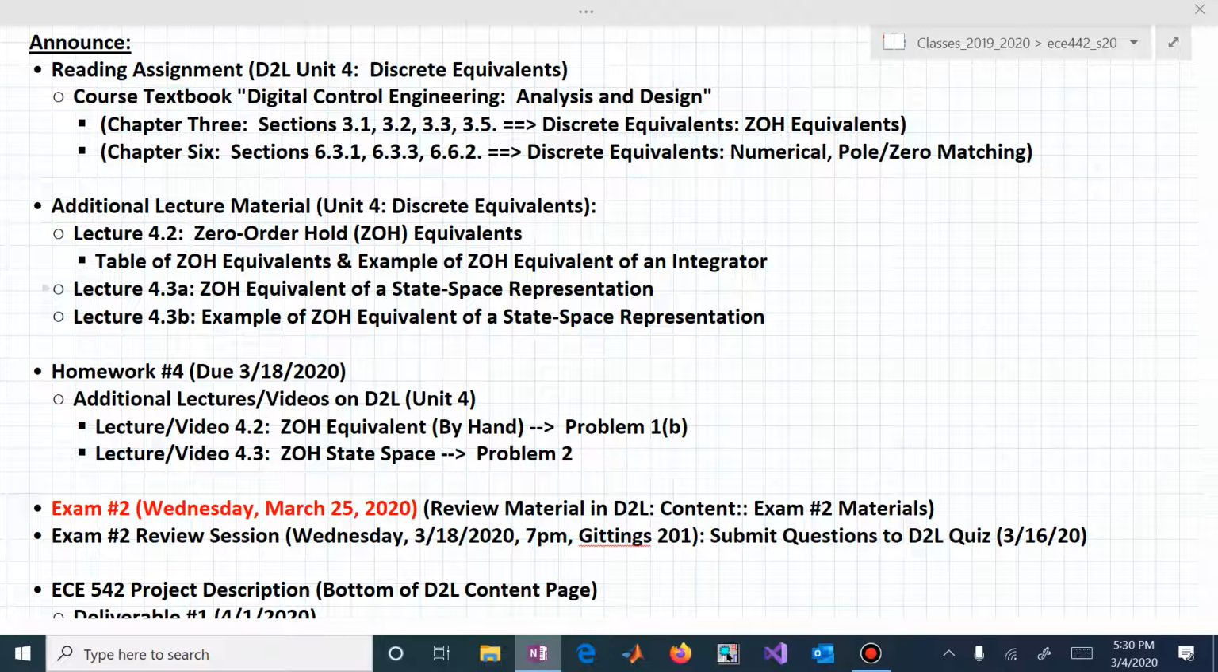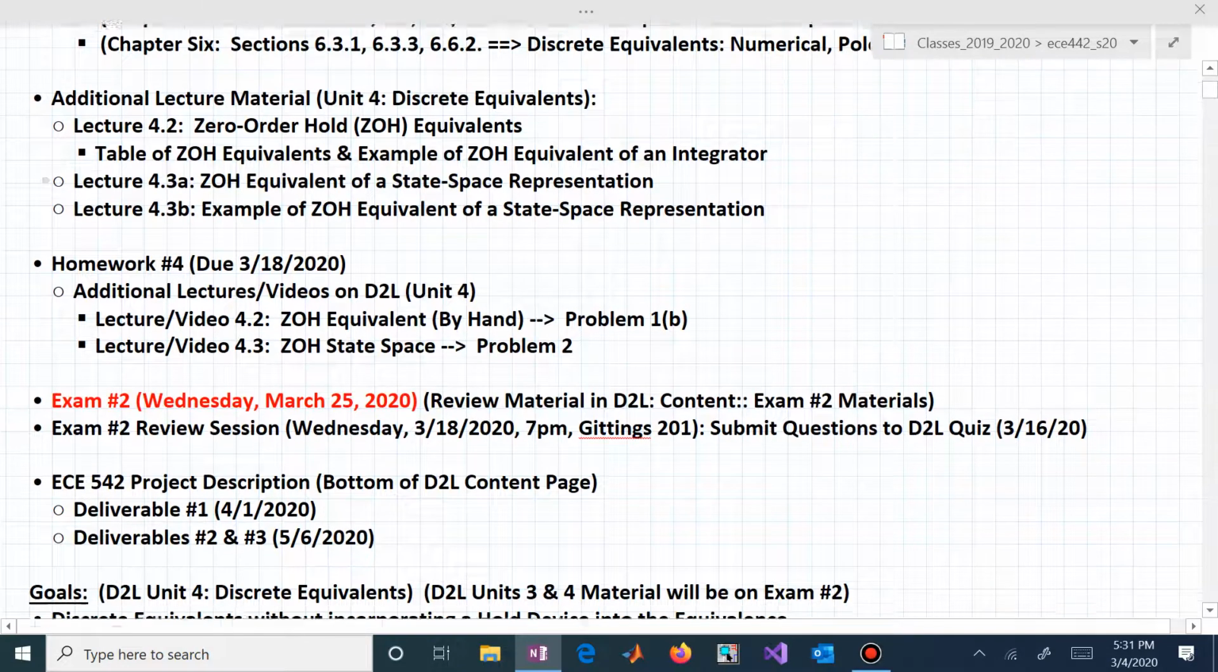Announcements. There's more than a page of those on the screen. The reading assignments, discrete equivalents are covered in two places in the course textbook, in Chapter 3 and Chapter 6. We will be talking about material that you will find in Chapter 6 in today's discussion. Chapter 3 deals with zero-order hold equivalence, which we talked about last time.